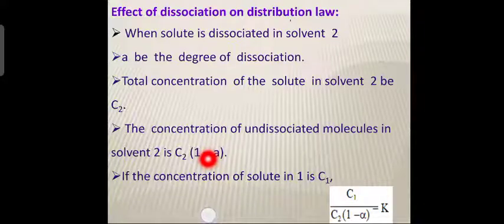So, if the concentration of solute in 1 is C1, we assume that in solvent 2 the solute is undergoing dissociation. Therefore, we are considering only C2. Suppose it were undergoing dissociation in solvent 1, C1 into 1 minus alpha would have been there. Because there is no dissociation in 1, only in solvent 2, the ratio C1 by C2 is not a constant. Then which ratio remains constant? C1 by C2 into 1 minus alpha is equal to K, which remains constant.